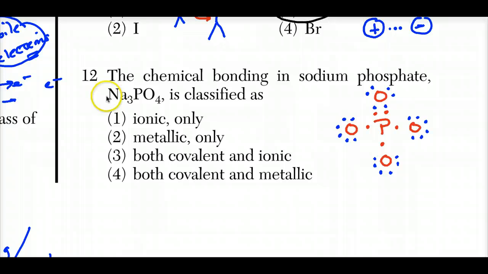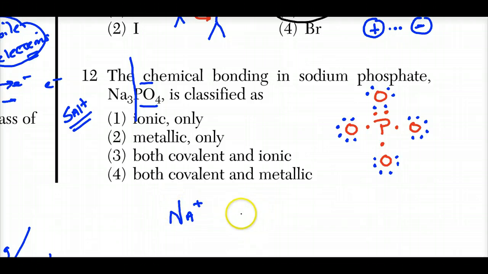Number 12. The chemical bonding in sodium phosphate is classified as, all right, well, the first thing to realize is that this is a salt. This is an ionic compound, and you should recognize this because you see a metal in front and a polyatomic ion at the end. Now, a polyatomic ion is a cluster of nonmetals that have a charge. And if they have a charge, they're going to attract this positive metal that loves to lose electrons. So this essentially is sodium, which is a positive ion, attracting a phosphate ion, which is -3.